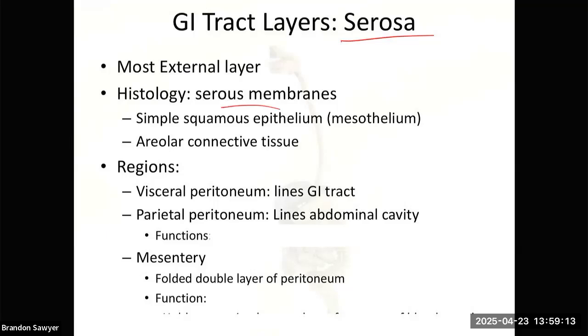This is where we have two layers, then some space in the middle with fluid, and then another two layers. The one that's closer to the organs that we're protecting is always called the visceral side. So the visceral peritoneum is what lines the GI tract. Then we've got some space in the middle, and then we get to the parietal one, and the parietal one lines the abdominal cavity.